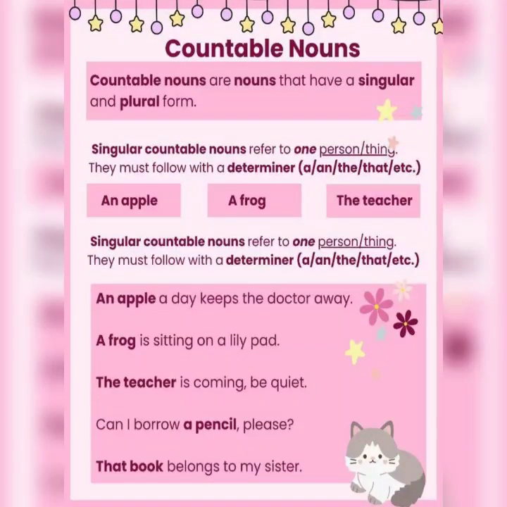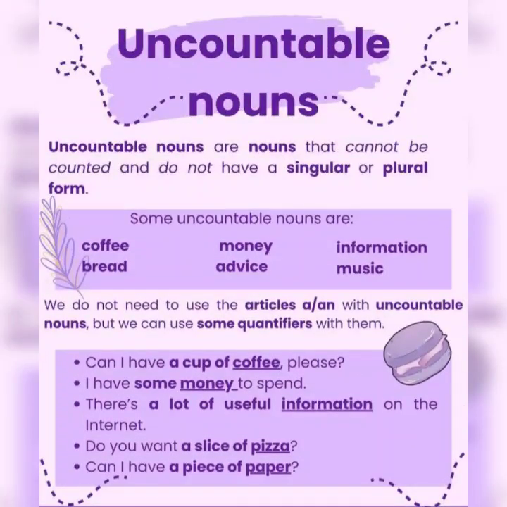Countable nouns. Countable nouns are nouns that have a singular and a plural form. For example, an apple a day keeps the doctor away. A frog is sitting on a lily pond. Uncountable nouns. Uncountable nouns are nouns that cannot be counted and do not have a singular or plural form. For example, I have some money to spend.